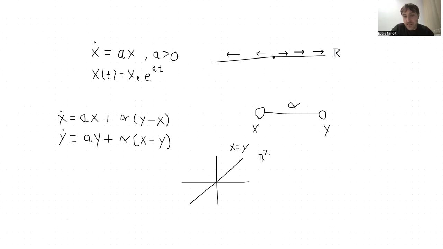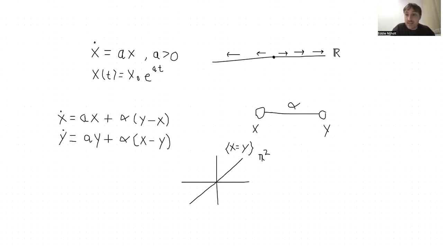And I claim that this linear space is flow invariant, meaning that when I start on there and I let my time flow, I will never jump off. So why is that? That's very easy to check. How do you check that this space is invariant for this system?